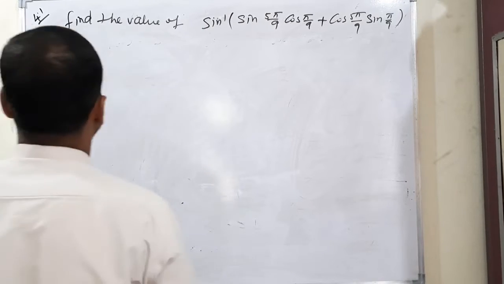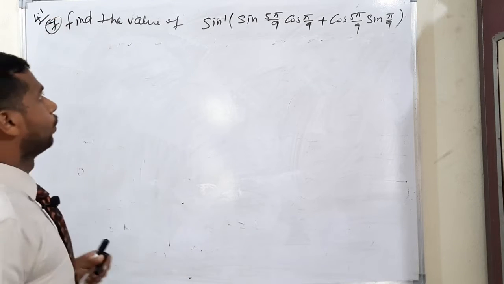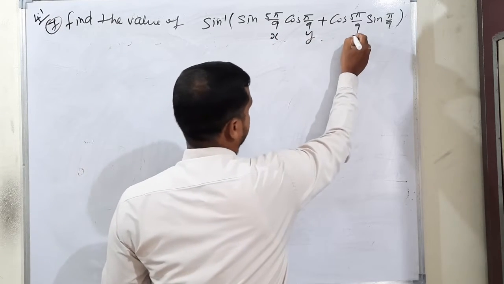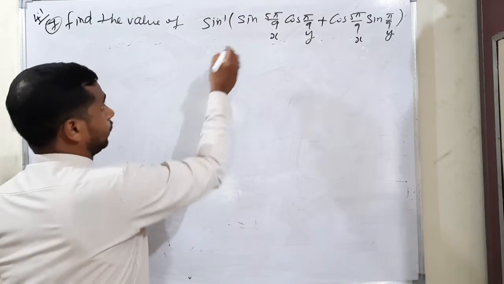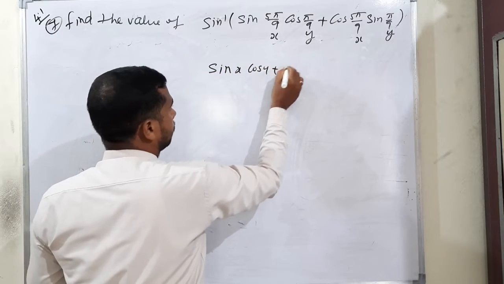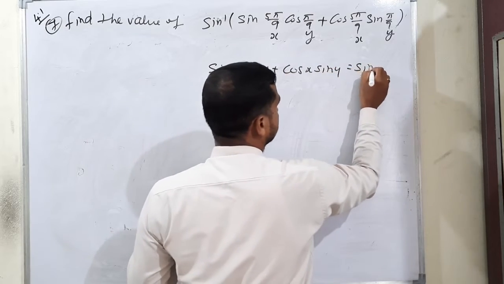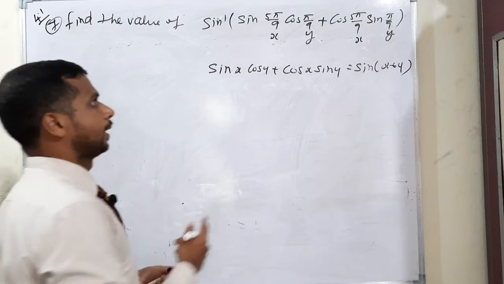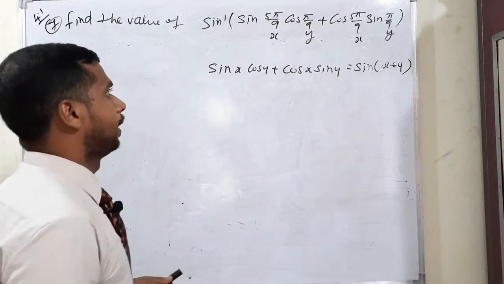Last question from exercise 4.1, question number 7. This is one formula. Now find the value of sine inverse. This is called x, this is called y, and in the second part also cos x and sin y. So sin x cos y plus cos x sin y is actually sin of x plus y. So for sin of x plus y, the x value will be 5 pi by 9 and the y value pi by 9.